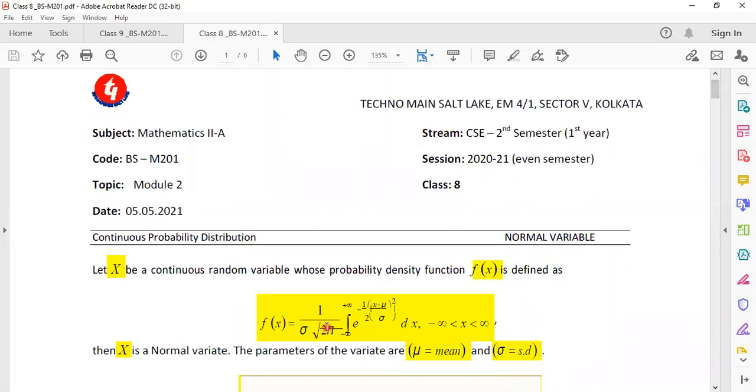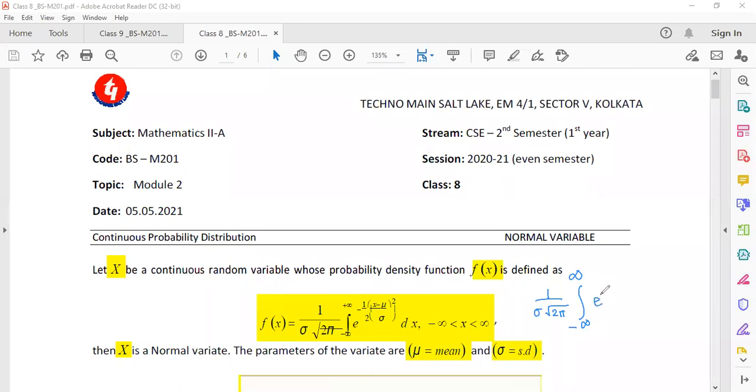f(x), the probability function, is given to be 1 by sigma root over twice pi. Now, this particular section is not properly printed, so I'm going to write it beside the formula so that you note it down correctly. It would be 1 by sigma under the square root sign twice pi. This 2 and pi both are under the square root. Minus infinity to plus infinity is the range, the real numbers the variable is taking values from.